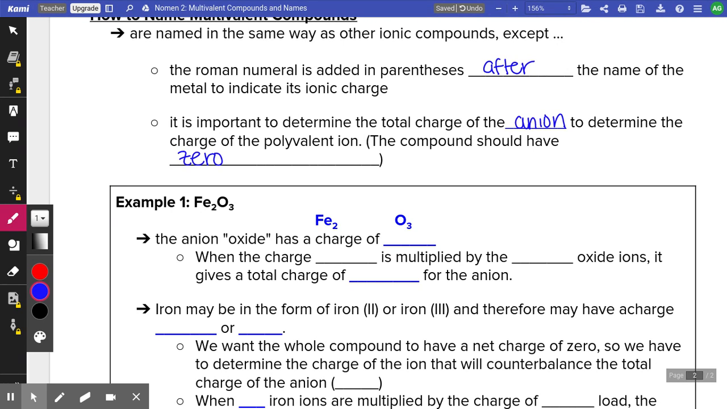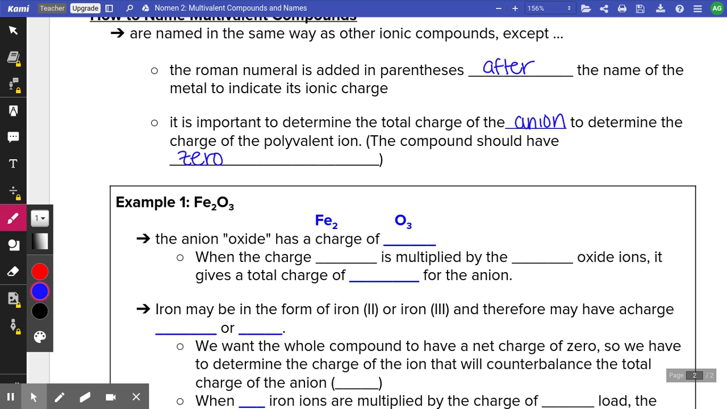when you see a chemical formula with a multivalent ion in it, you might not necessarily know what the name of that particular compound is, because we have to determine what situation that metal, that cation, is in. So in order to do that, we're going to have to use the anion and figure out what its total charge is, and then work backwards to figure out what the cation's total charge is.